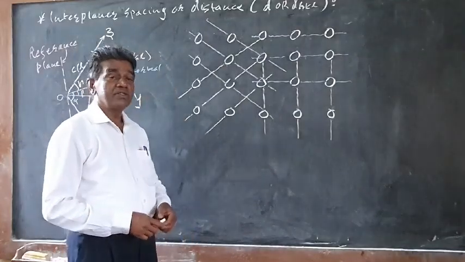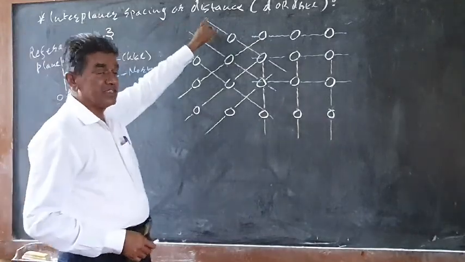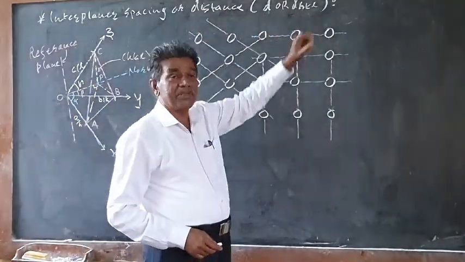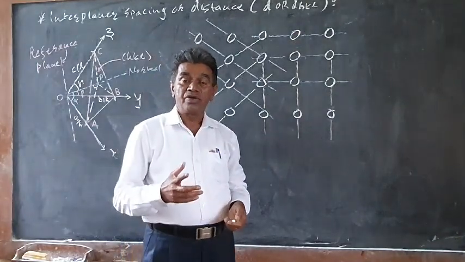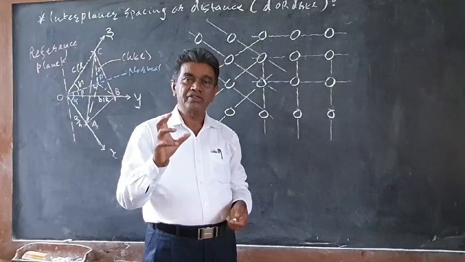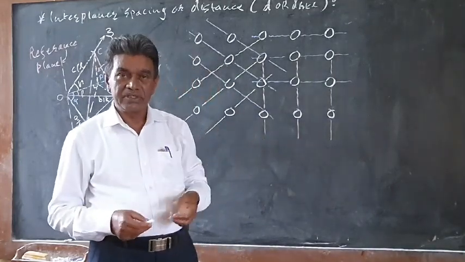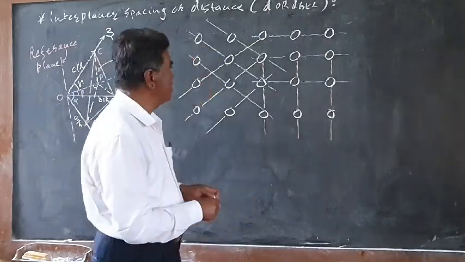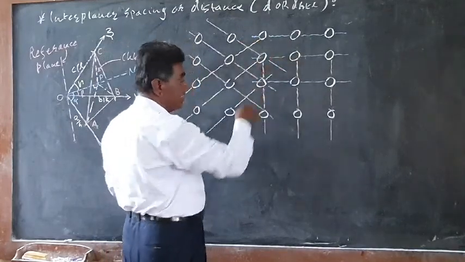Hello students, today we are going to study interplanar spacing or distance. It is denoted by d or d subscript hkl. Every solid or crystal is composed of ions, molecules or atoms, and these atoms, molecules or ions are arranged in a periodic pattern like this.